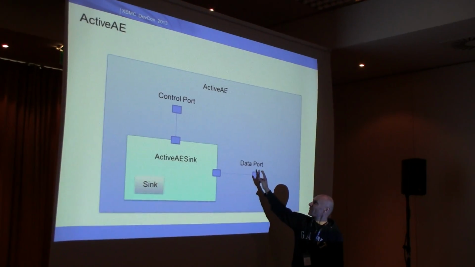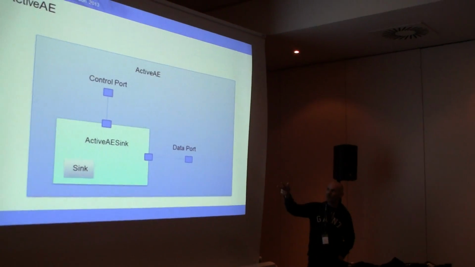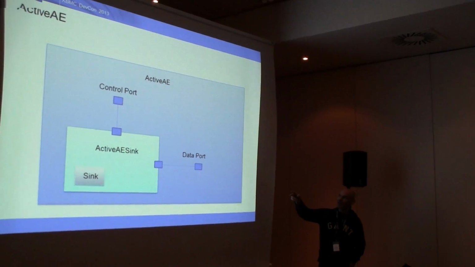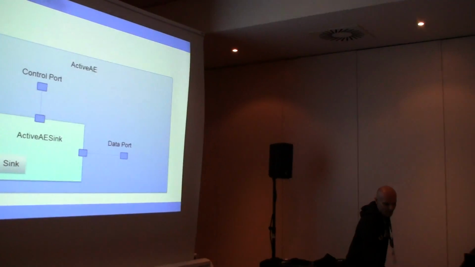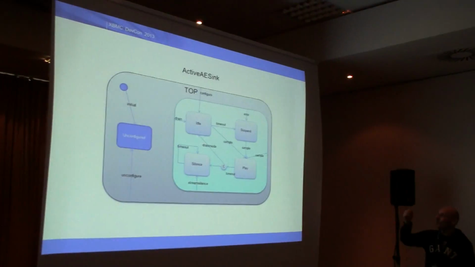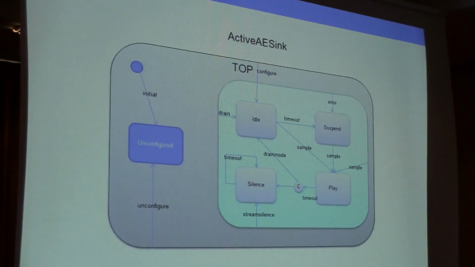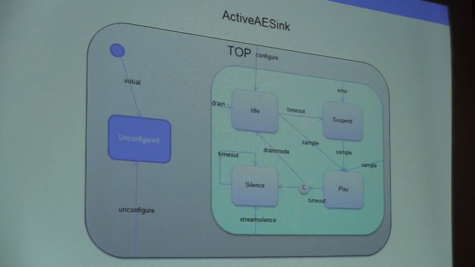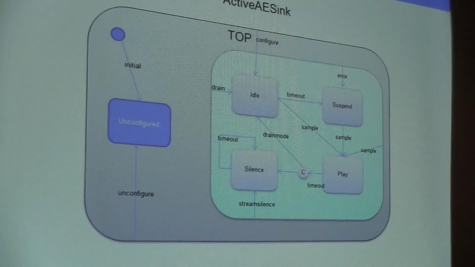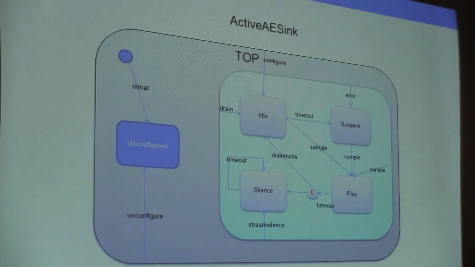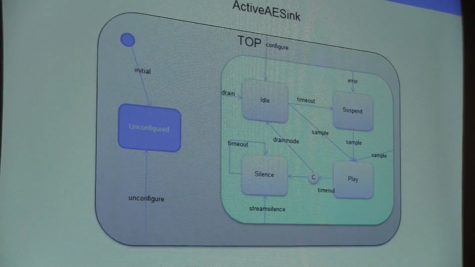We have one port for data, sending the audio buffers into the engine and through the sink, and a control port for bringing the system up and down. That's actually the state machine of the sink component. Looking at the modular state machine, it's very easy to understand the structure and the behavior of the component. One reason I'm doing this is that I want you to look into the code and fix remaining bugs.